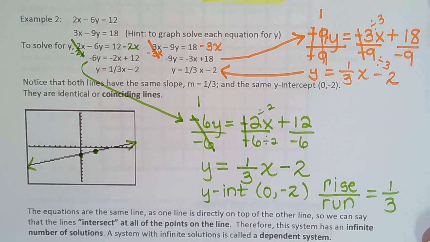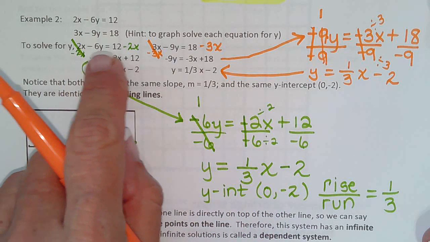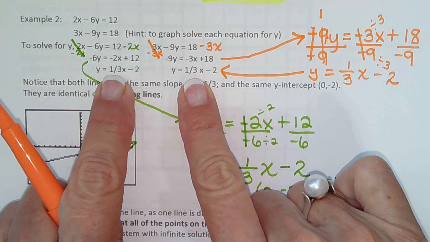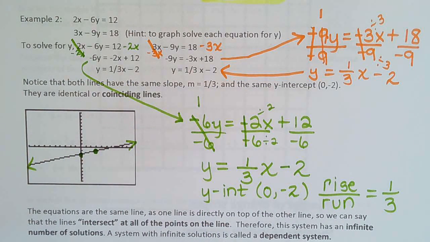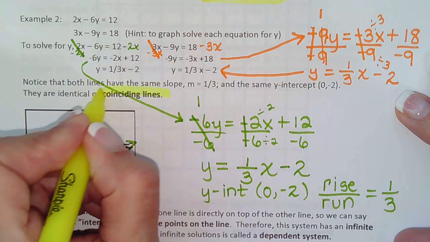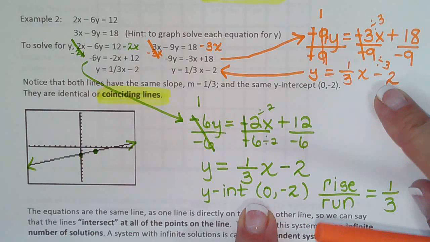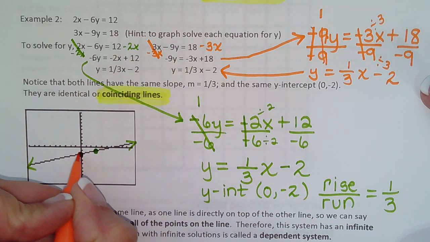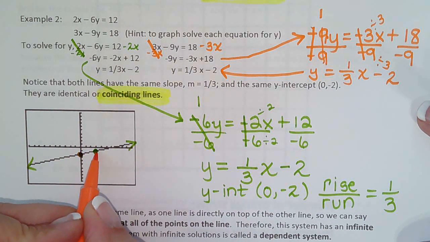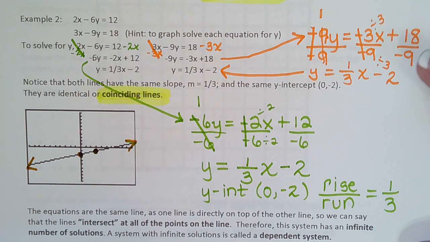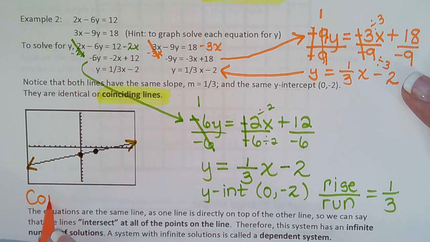But look what happened. We had 2 totally different lines and they turned into the same line. Oh my goodness. So guess what we call those? We call those coinciding lines, which means one line is going to graph right on top of the other line. Because isn't this y-intercept 0, negative 2? So we do that here. And rise 1, run 3, we do that there. See how the lines are right on top of each other? So those are called coinciding lines.